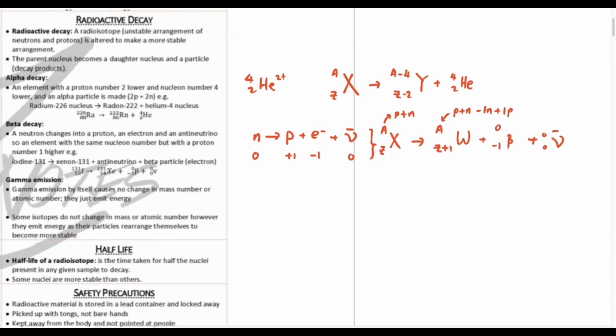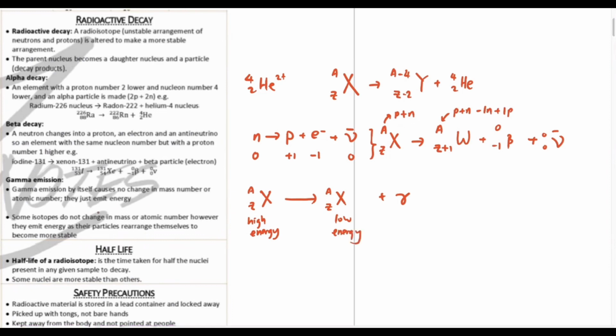Okay, now we look at gamma emissions. Gamma emission by itself causes no change in mass number or atomic number. So that means no change in mass number, which is nucleon number, no change in atomic number, which is proton number. So there's no change in both. They just emit energy. So that means if you have X with A, Z, after gamma has been released from the radioactive decay, the nucleon number remains, the proton number remains, or the mass number remains, the atomic number remains, so it is still the same element. The only difference is this one is high energy. So after releasing the gamma, it becomes low energy.